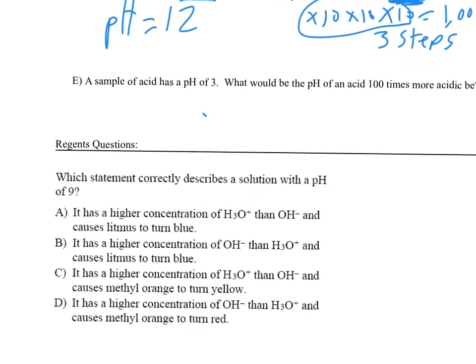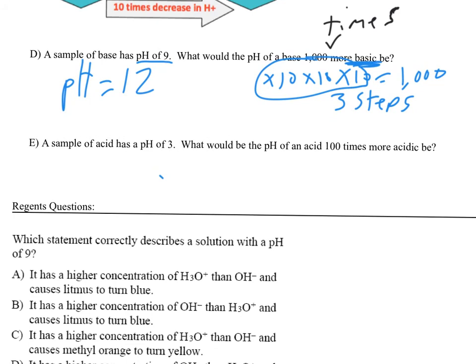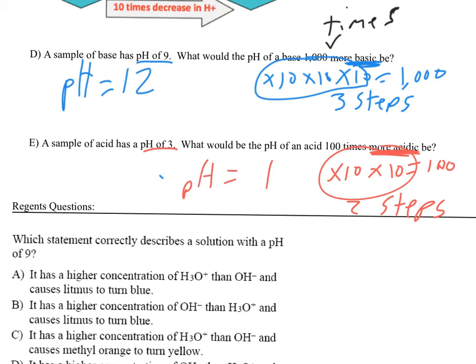This one says a sample of acid has a pH of 3. What would be the pH of an acid 100 times more acidic? All right, so we've got a pH of 3. That's probably important. 100 times more acidic. Times 10 is one step. Times 10 again is a second step. That's our 100 times, right? So that means 2 steps on the pH scale. And the question said 100 times more acidic. That means down the pH scale, which means our pH should be a pH of 1.